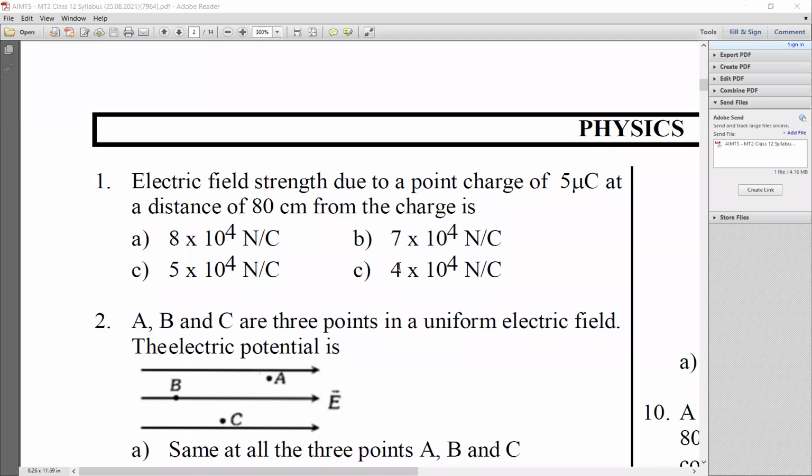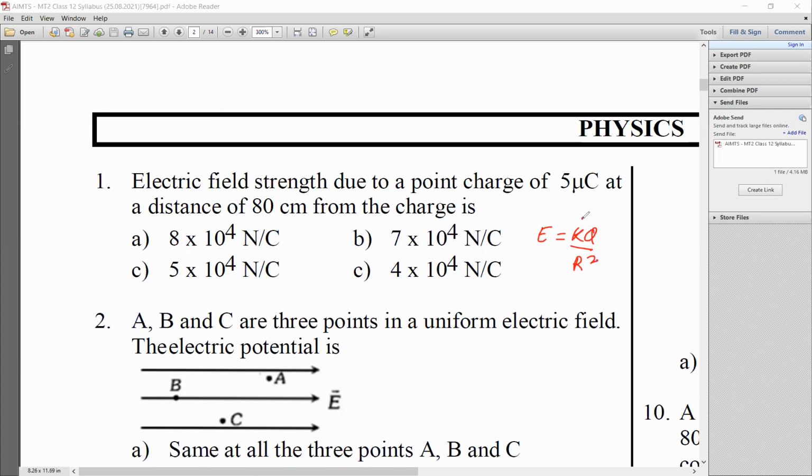Now let us go with the first question. Electric field strength due to a point charge of 5 microcoulomb at a distance 80 centimeter from the charge. So what I want is just the electric field. Very simple question. What is the formula? E is equal to KQ by R square.